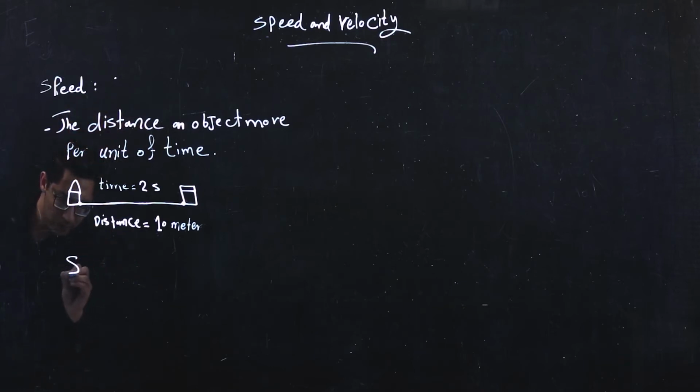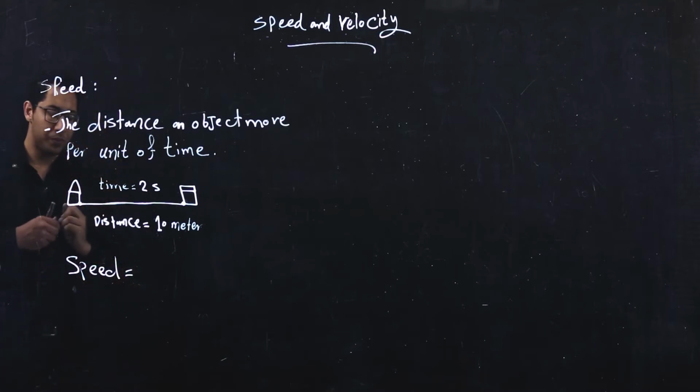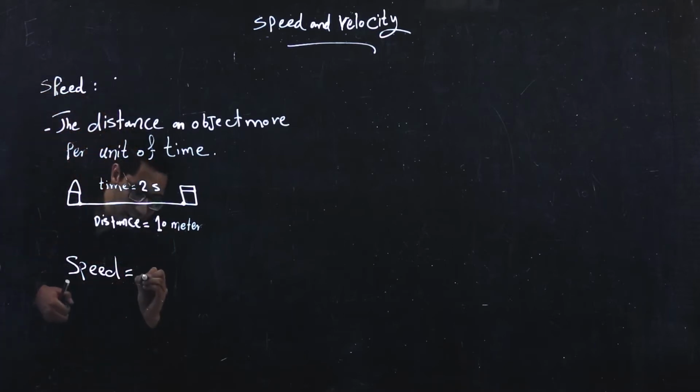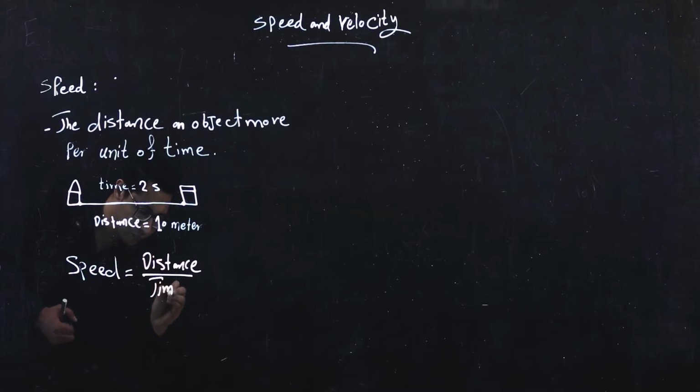Speed, my friends, equals what? Speed equals distance divided by time. Speed equals distance divided by time. And we can measure the distance using the measurement unit of distance, it's meter, and the measurement unit of time is second.